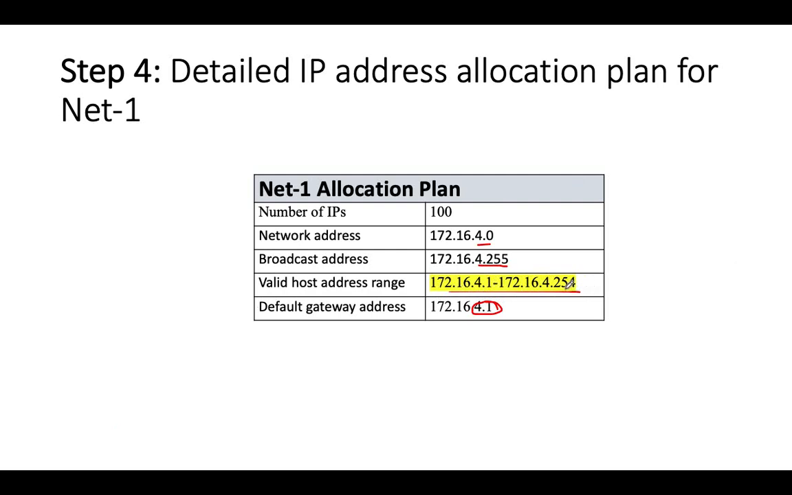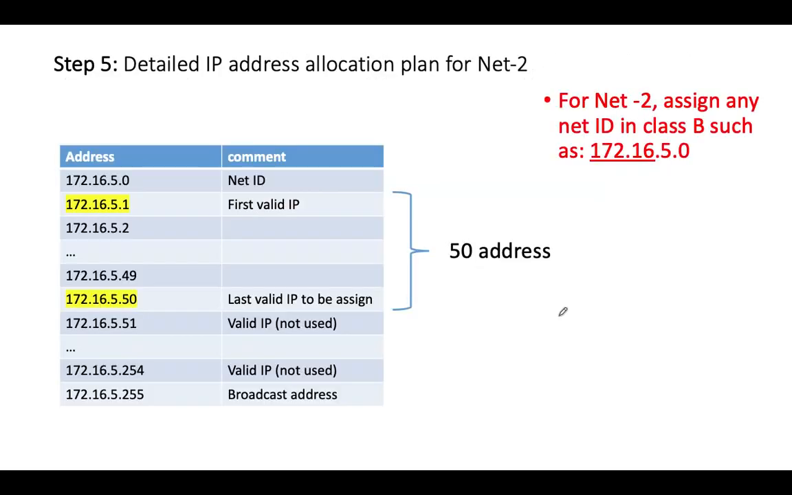As you can see here, you can start from 4.1 until 4.254. Do I need all of them? No, I need 100 only. So you can start from 1 and end up with 100. What about the rest? It's reserved for future use.